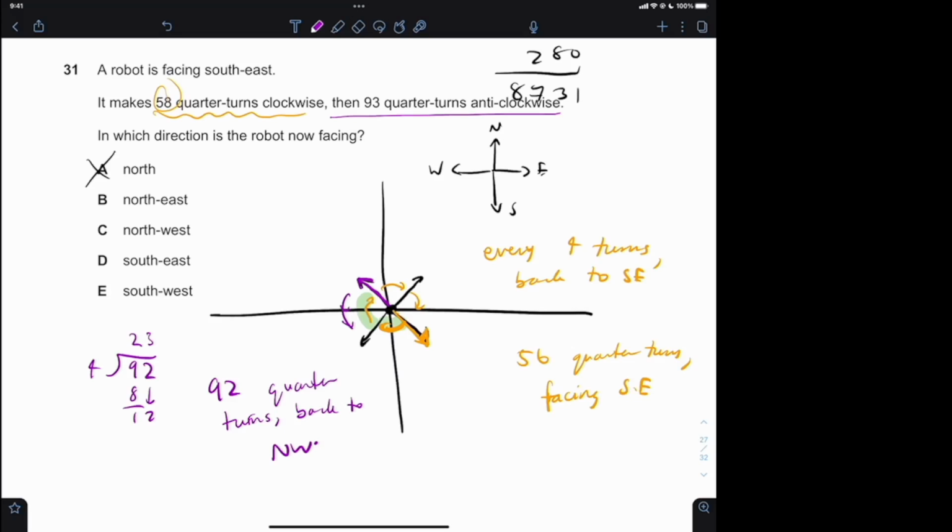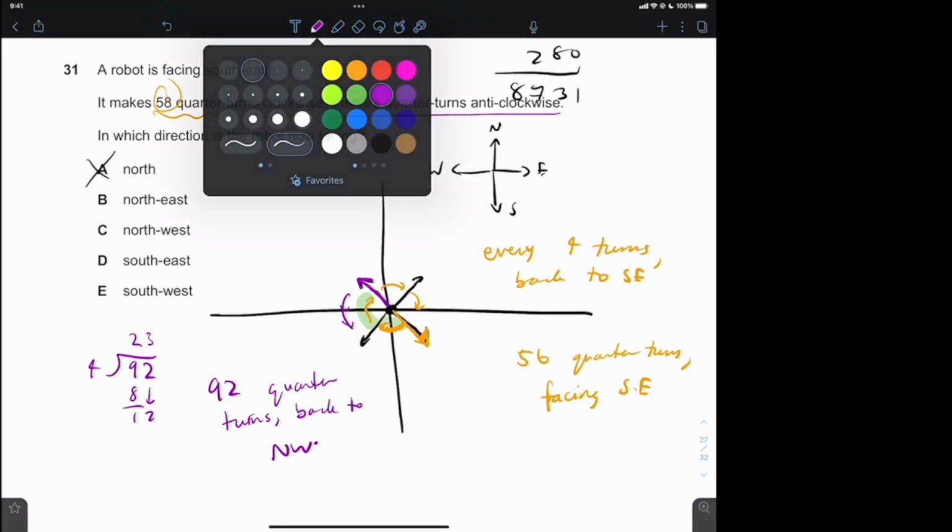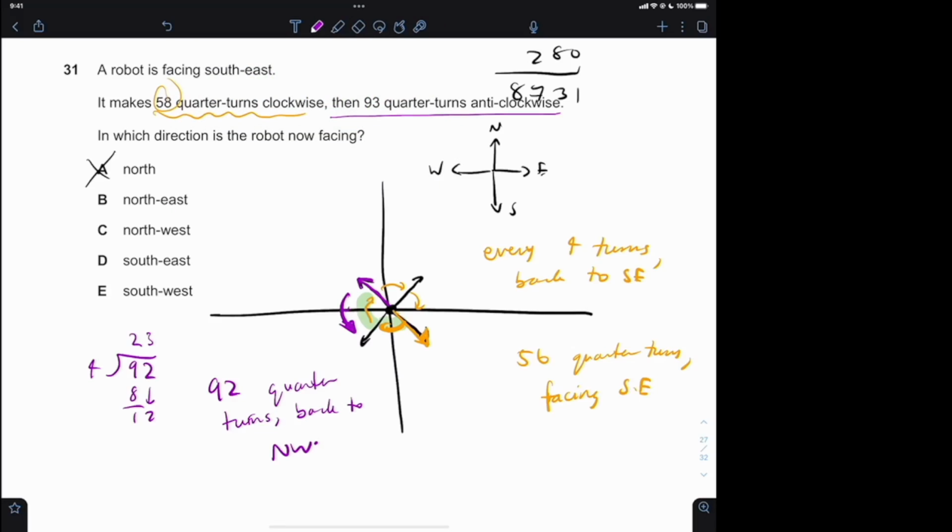Right? And then we've just got 1 more quarter turn anti-clockwise, so we will go from northwest, anti-clockwise, to here, and so we will be facing southwest. So the answer there is going to be E. All right. So good job if you got that one.